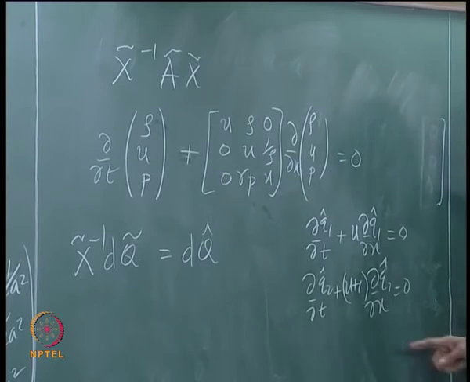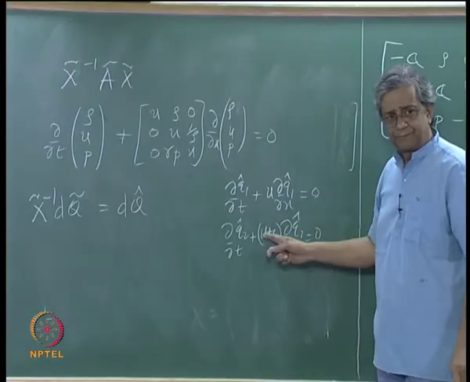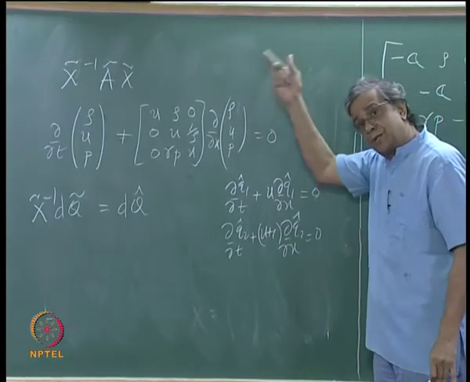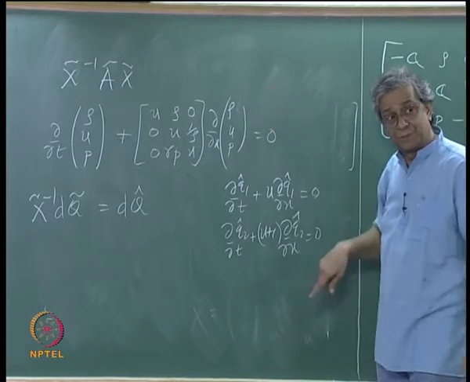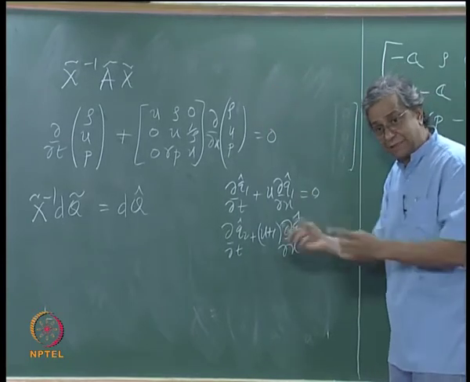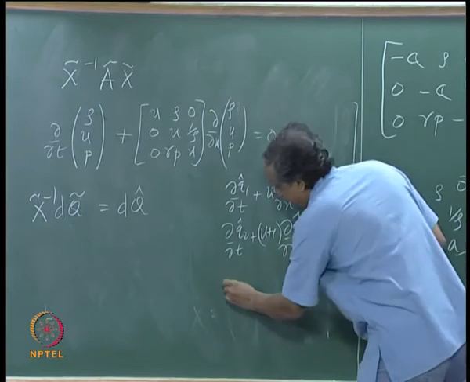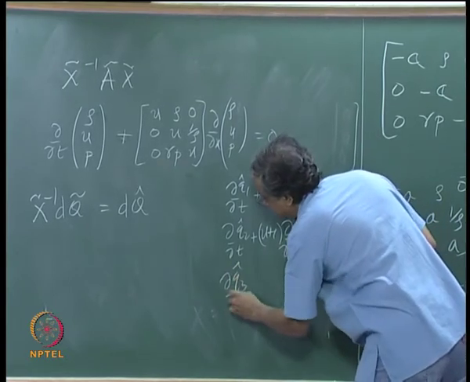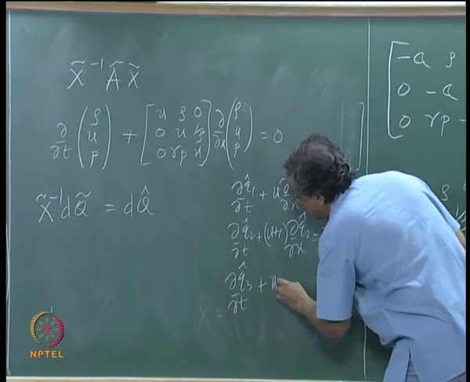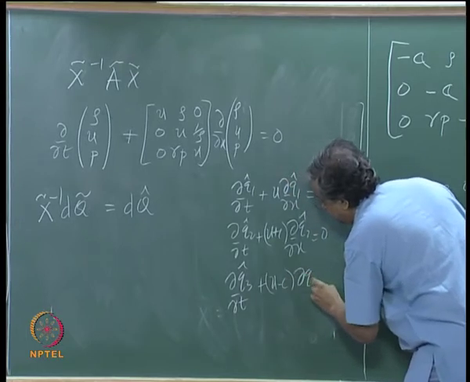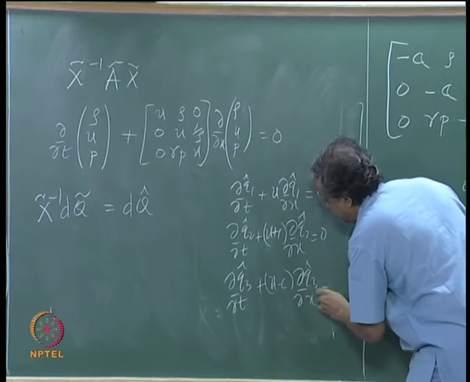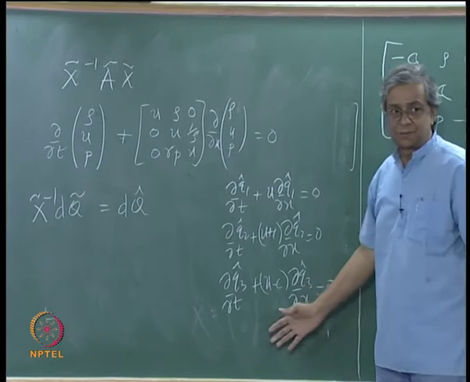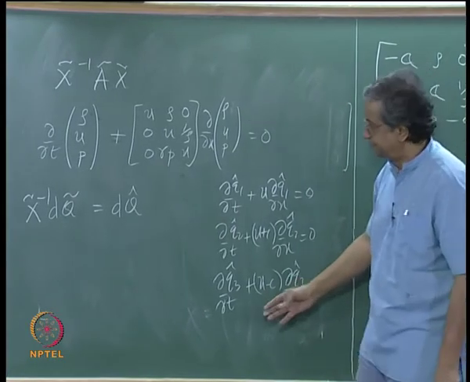And this is what I meant. How do I know it's u plus c? Because the second eigenvalue I substituted to get the eigenvector was u plus c. So there will be a relationship between all of them. And the last one will be dou q3 hat by dou t plus u minus c times dou q3 hat by dou x equals 0. So these are the three equations that we expect to get.